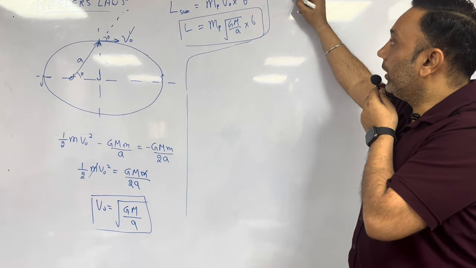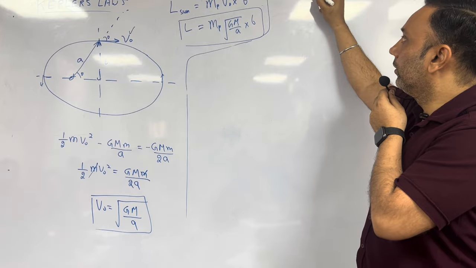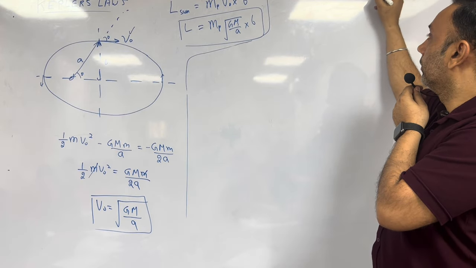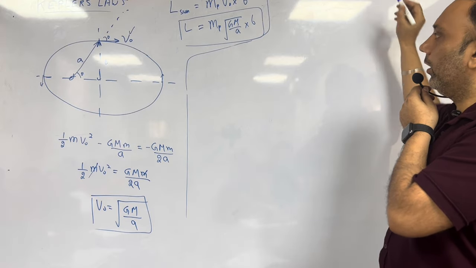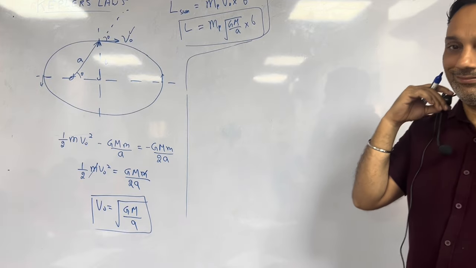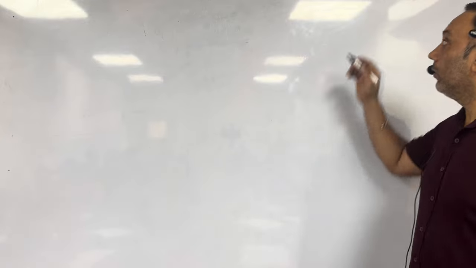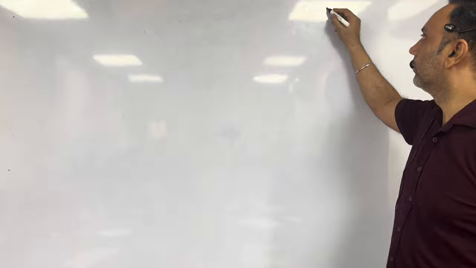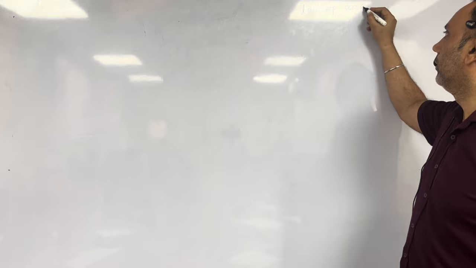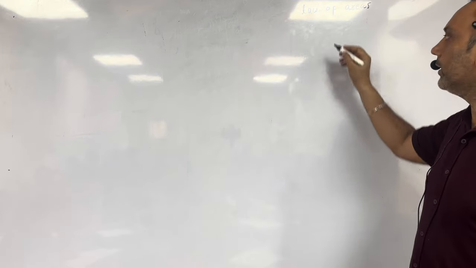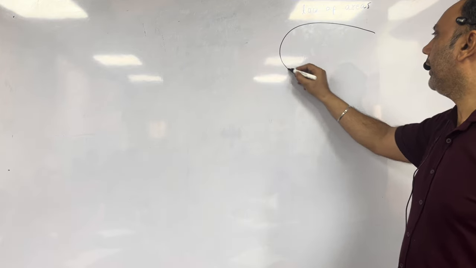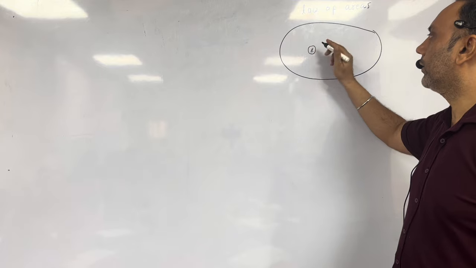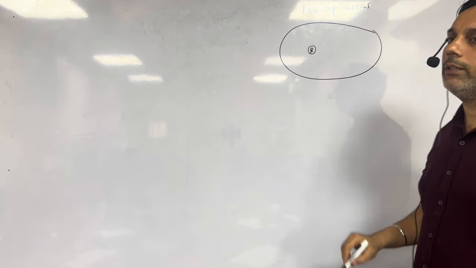Now Kepler's second law. So that law is what, beta? Law of areas. So what does it mean? That areal velocity of a planet must remain constant, right? Suppose that is sun. So areal velocity means what, beta?